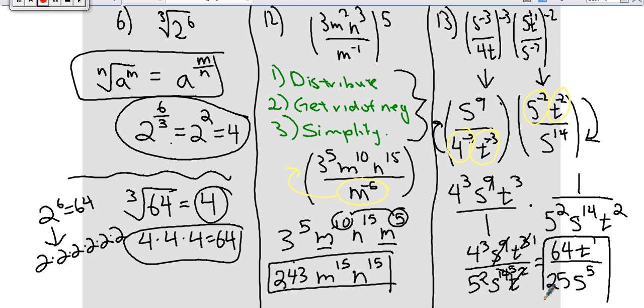So my final answer is this, although as a word of caution, please don't write t to the power of 1, because if you write t to the power of 1, it's not incorrect, but it is not technically most simplified, because we don't write anything to the power of 1.